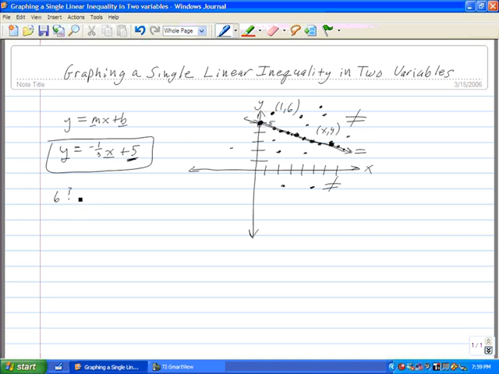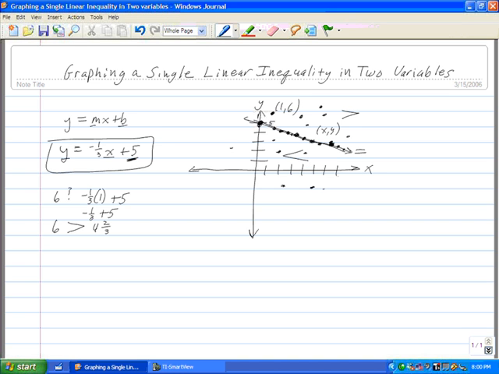6 in for y and 1 in for x. When we take negative 1/3 plus 5, we get 4 and 2/3. Now, how does this 6 compare to 4 and 2/3? Well, clearly it is greater. So it would appear that above the line you have greater than, and that would stand to reason that below the line you have lesser.